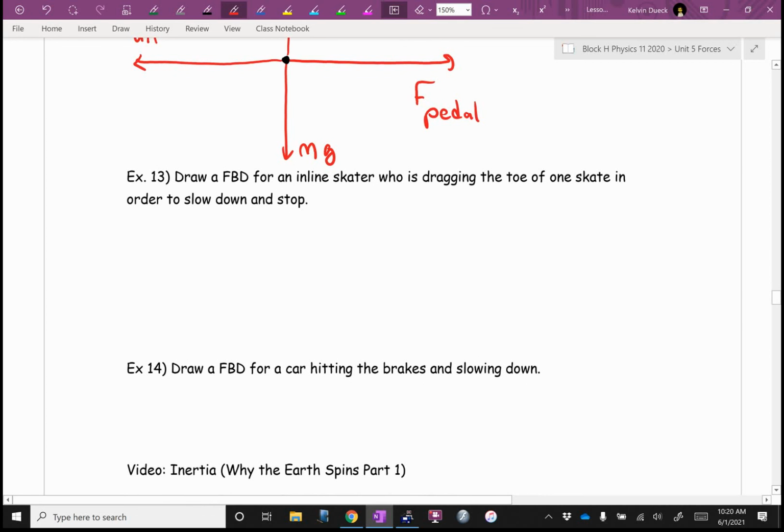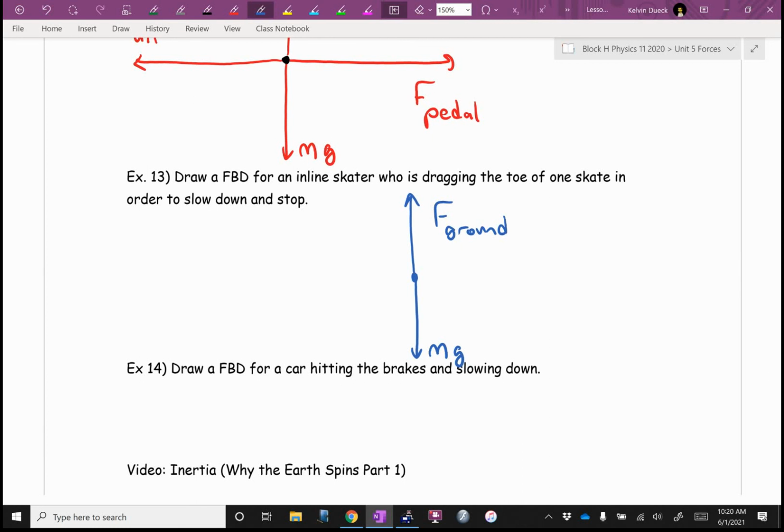Okay? We're nearly done. Draw a free body diagram for an inline skater who's dragging the toe of one skate in order to slow down and stop. What are the forces acting on the skater? Get the obvious one. Which way? Gravity, mg, down. Because we have to use forces, not accelerations. Are they sinking into the ground like quicksand? No, but they're also not flying up into the air like Superman. I like this question. Okay. What else?